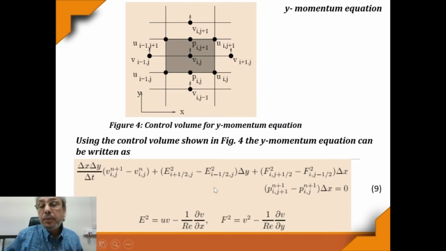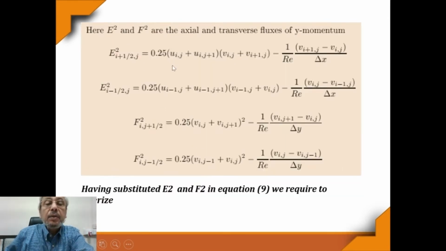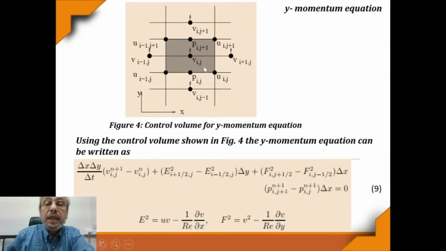So if we want to do that, E2 at the I plus half location is basically u into v. So how do we find u into v at this location? This is simply interpolation.